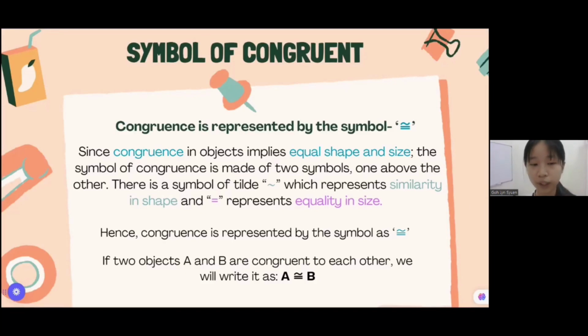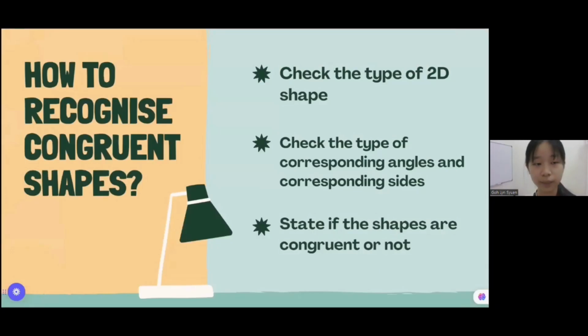Now, if two objects A and B are congruent to each other, we will write it like shown here, which shows that A is congruent to B. Now, there are a few steps to recognize congruent shapes. Firstly, we need to check the type of 2D shape. Then we check the corresponding angles and also the corresponding sides of the shape. And lastly, we state if the shapes are congruent or not.